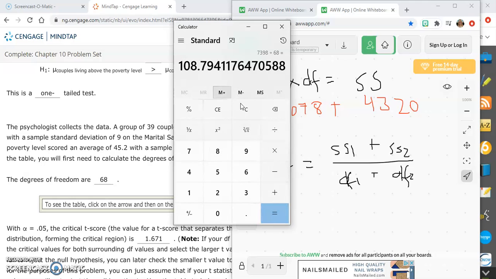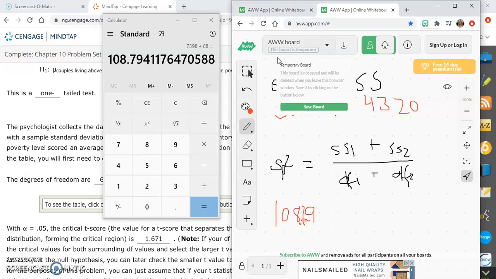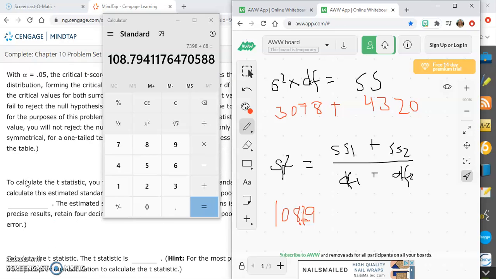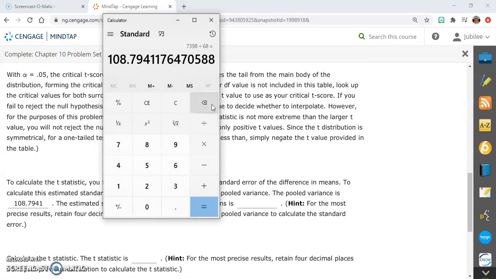And I get a pooled variance of 108.79. Okay, now I can take that number and plug it into the formula for my standard error. But first, let me answer it down here. The pooled variance is 108.7941. That's exactly what it is.